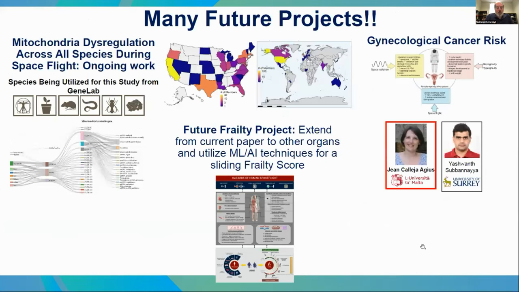There are many future projects; I've just thrown three of them up on this particular slide. One is keeping with the theme of studying mitochondria and looking at what goes on with mitochondria across different tissues within one organism and across species. Also continuing with the frailty project that Andreas presented and continuing with the endocrine and the female health theme.